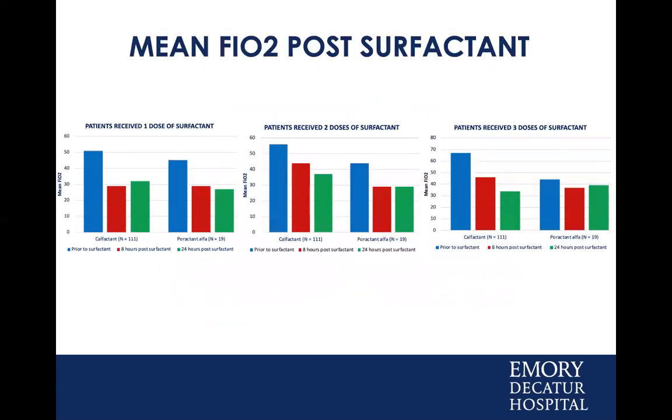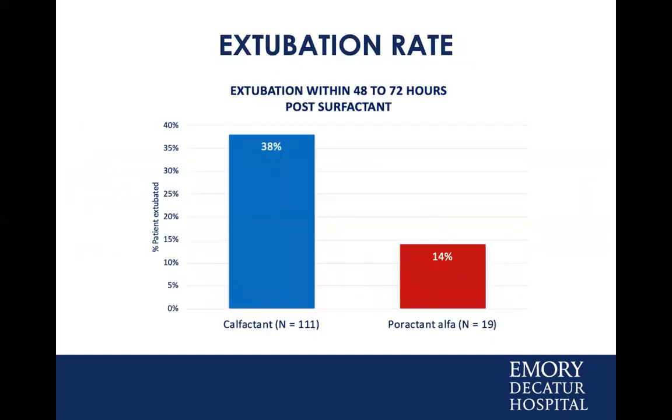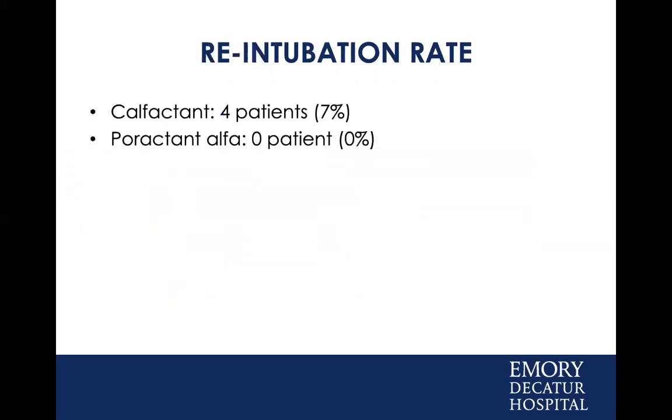The preliminary results show no difference in the mean change in FiO2 between the two groups at 8 and 24 hours post-surfactant. We also observed a trend in which the mean change in FiO2 was the greatest after the first dose, while there was no difference after the subsequent doses. 14% of patients were extubated within 48 to 72 hours post-surfactant in Poractant alfa, compared to 38% of patients in Calfactant group. 4 patients were reintubated in Calfactant group, while no patients were reintubated in Poractant alfa group.